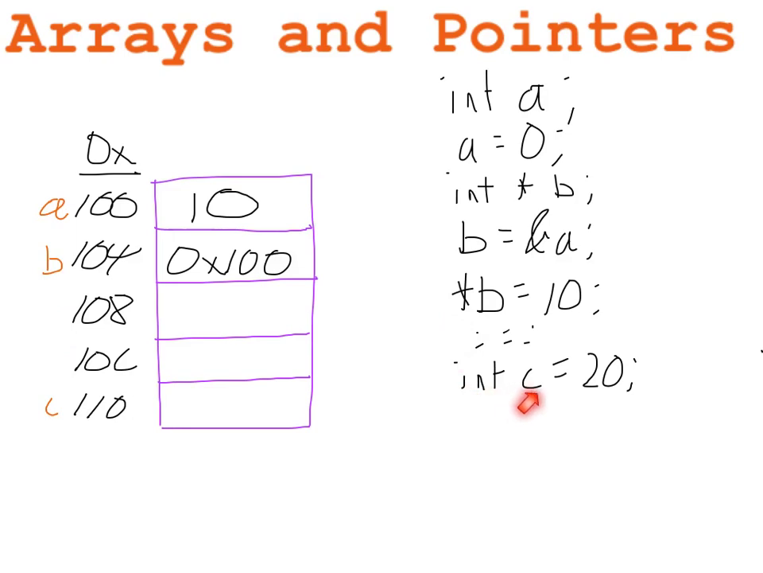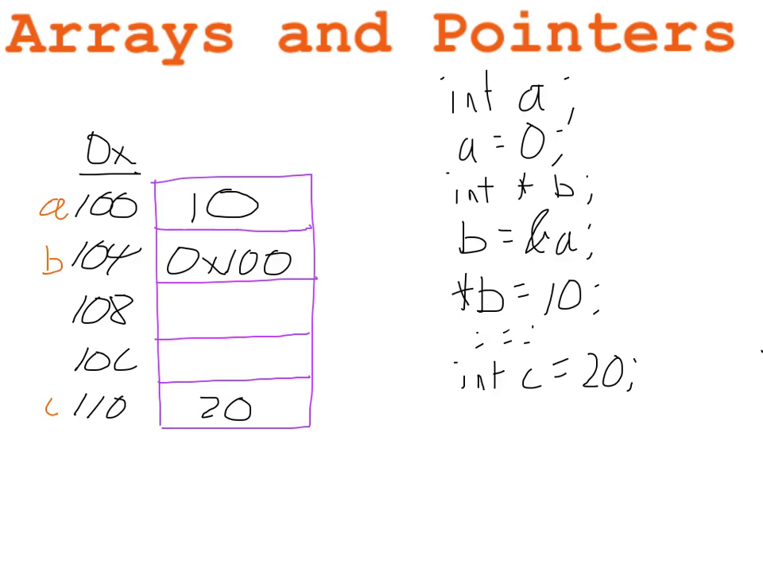So when we declare c as an integer and set it equal to 20, we're going to set the address of c, which is address 110, equal to the number 20. Now let's say that we want to access c by means of our pointer b. Well, we have a problem as it stands right now. Right now, where is b pointing? b is still pointing us to a.